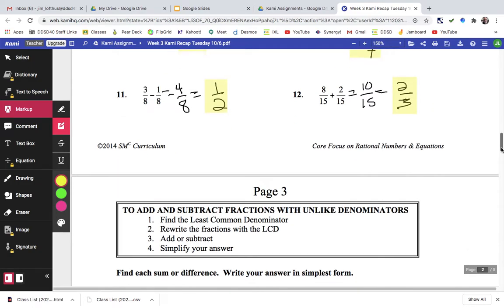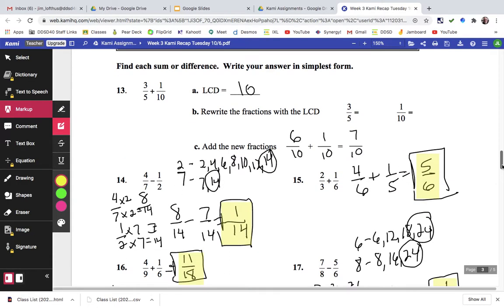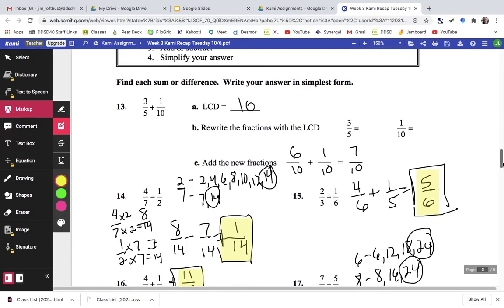Okay, I'm going to move down so we can see 13. We'll just do 13, 14, and 15. Leave it there for a moment. This type of problem has it structured, so you kind of follow it step by step, and down here you have to know what the steps are. So 1/14 is the answer to 14. 5/6 is the answer to 15.